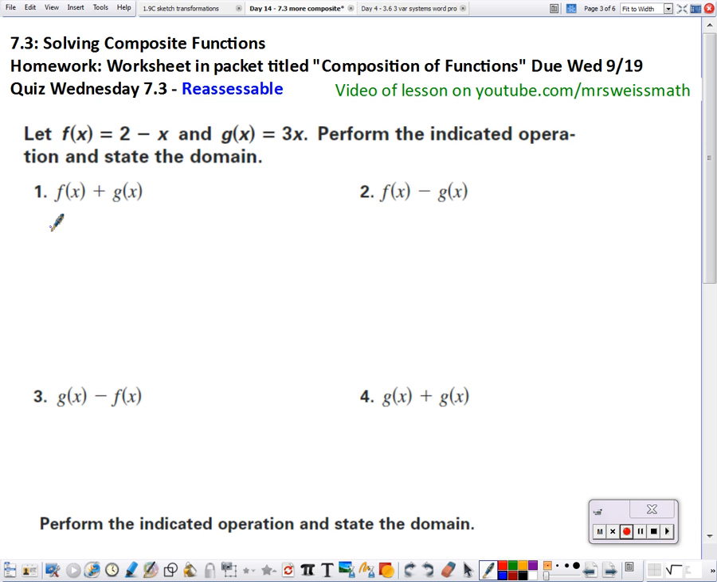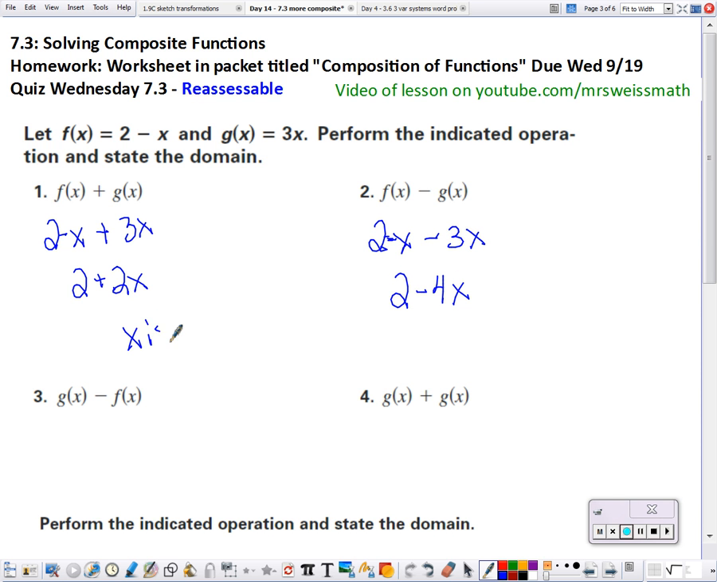So for number 1 with addition, I have f plus g. I'm going to combine my like terms. There are no restrictions on this function because it's linear, and lines can go for all real numbers from negative to positive infinity. So let's try 2. So that's 2 minus 4x, and again, that's all reals. Sorry, I should have written that. For your domain, because it's linear again.